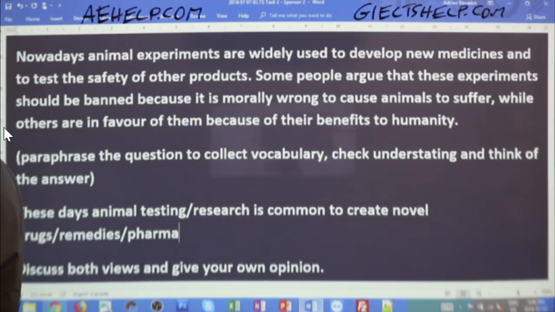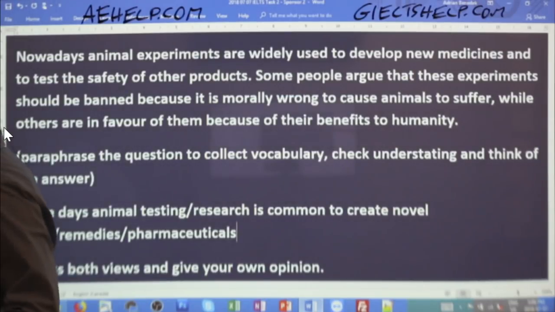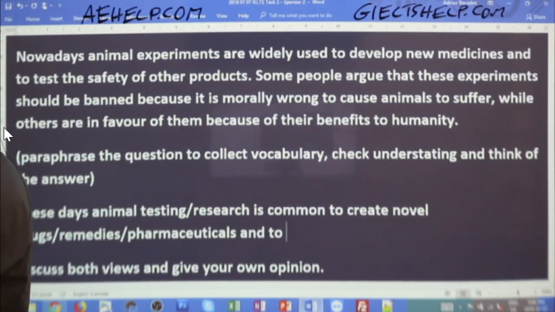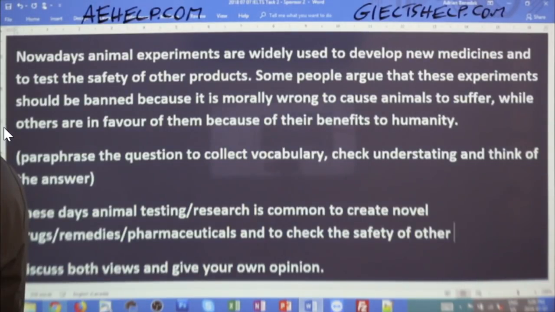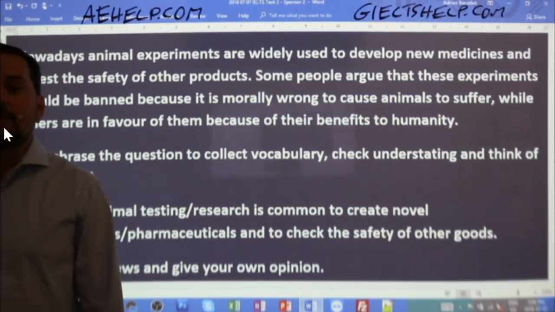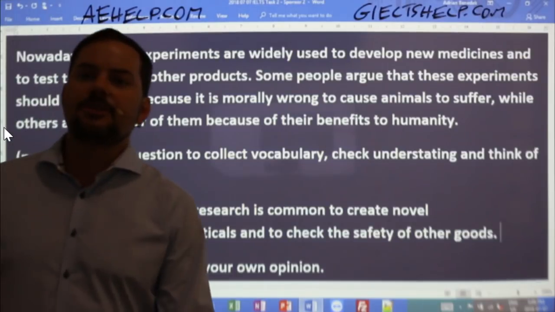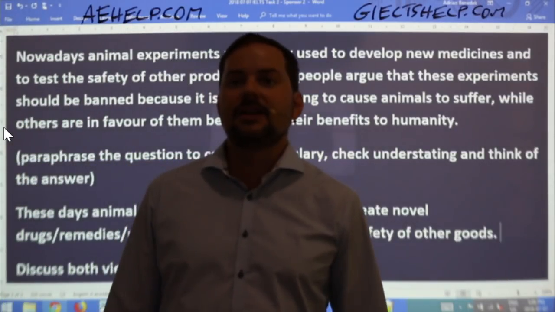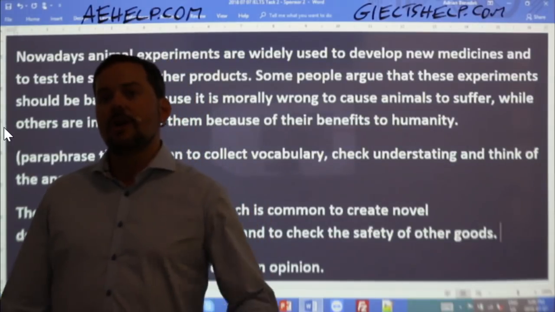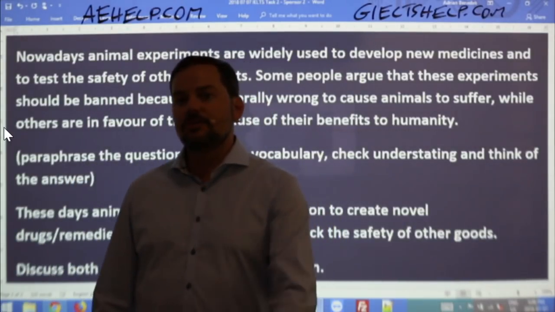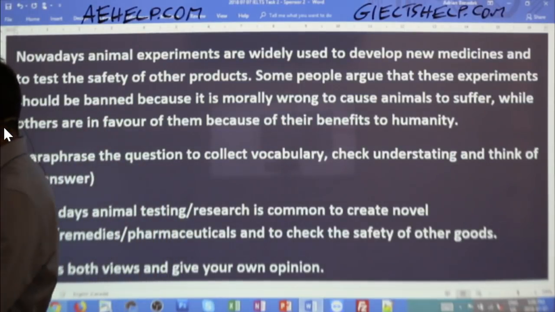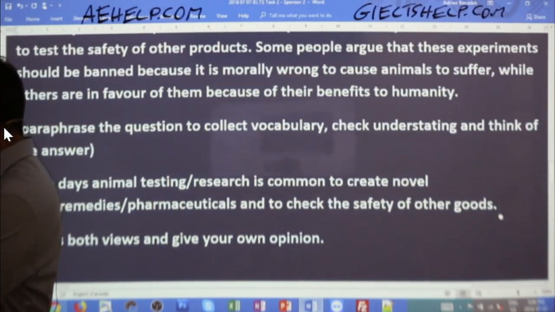So pharmaceuticals. Yeah, those are all great. And to check the safety of other commodities or products. Sure. Goods. Okay. Sure, so that's great. Very nice. Manisha, you said these days animal experimentation is widespread to make new drugs and to analyze the effects of other products like cosmetics. Very good. So you're throwing in an example as well. Nice one, Mohammed, there with check and examine. Excellent. Nice paraphrasing, girls and guys. Way to do it.